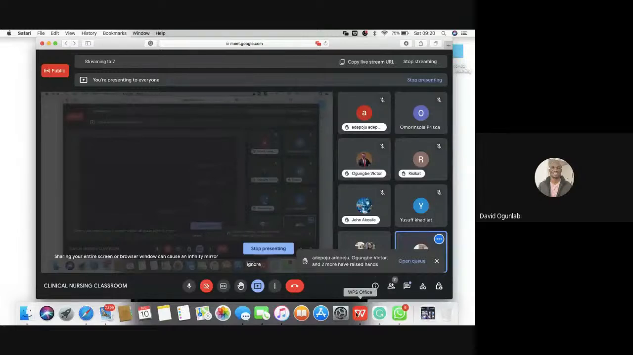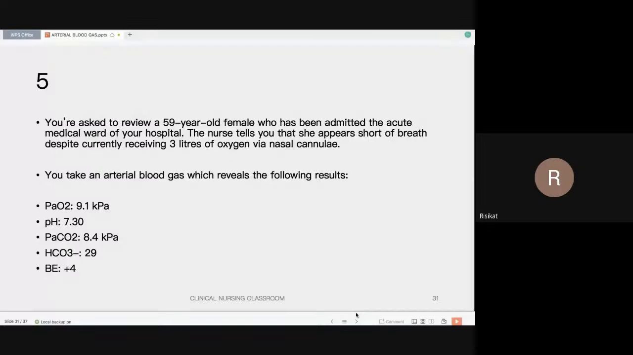Risikat, you are raising your hand. Okay. The pH of 7.3 is less than 7.35, which means acidosis. The carbon dioxide is greater than 6, which means it's acidosis. And the bicarbonate of 29 is higher than 26. It's not bicarbonic acid, it's bicarbonate. That means alkalosis. And my conclusion is that it is a compensated respiratory acidosis.